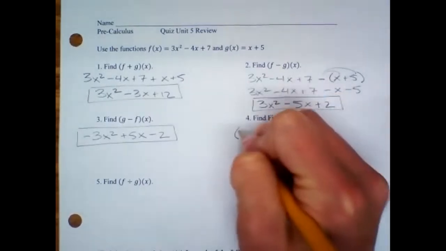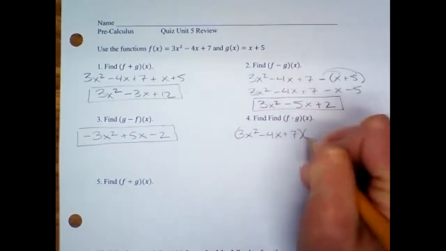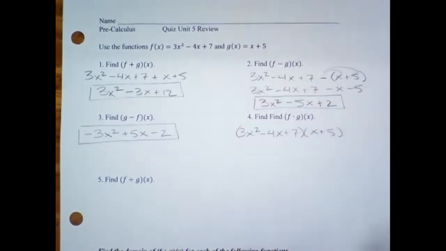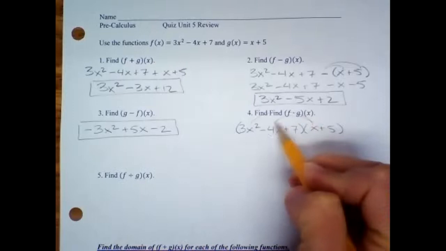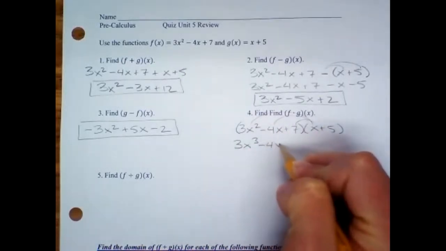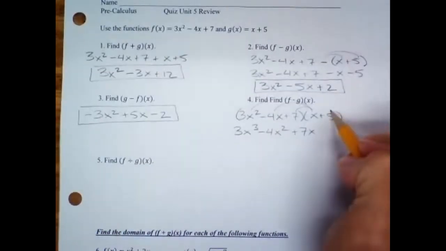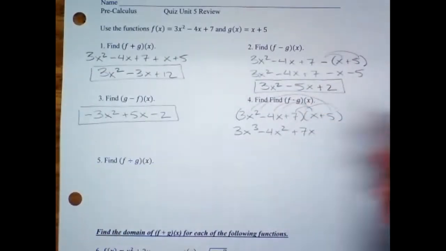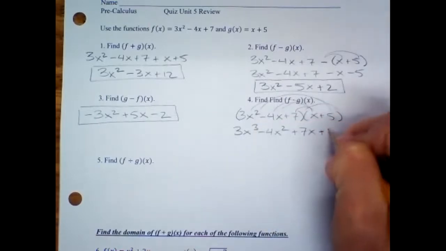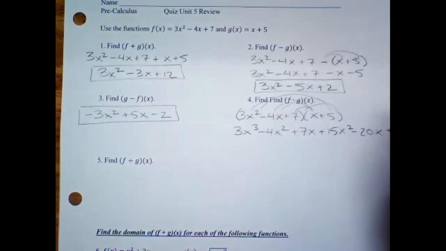Right, f times g of x, so this is where you have all that distributing to do. We're going to multiply them together. So I'm going to distribute the x into there. That'll be 3x cubed minus 4x squared plus 7x. And then we're going to distribute the 5 to everything. So that would be 15x squared minus 20x plus 35.